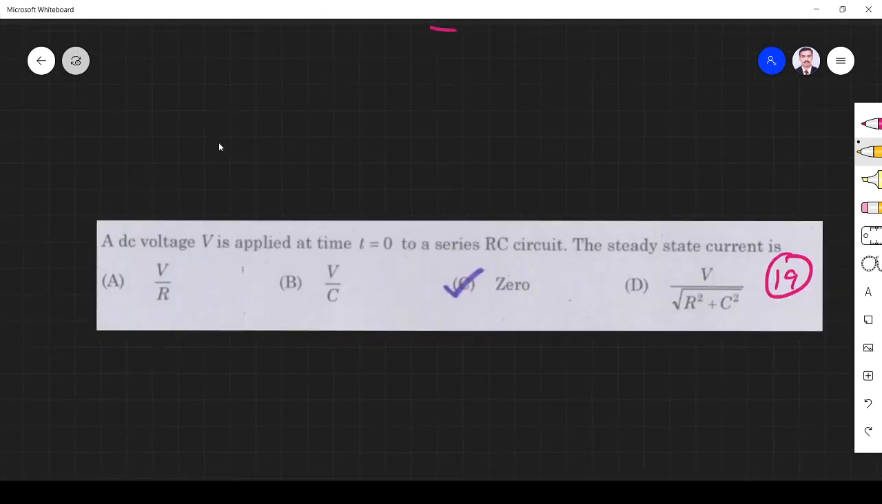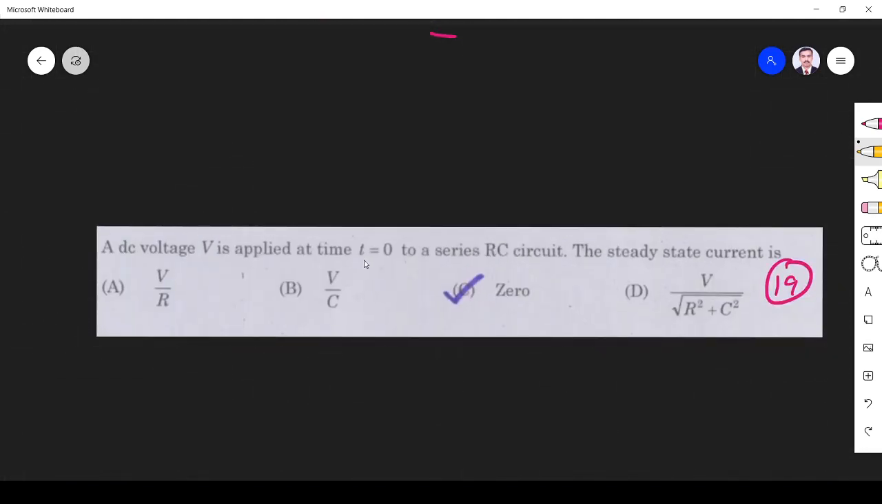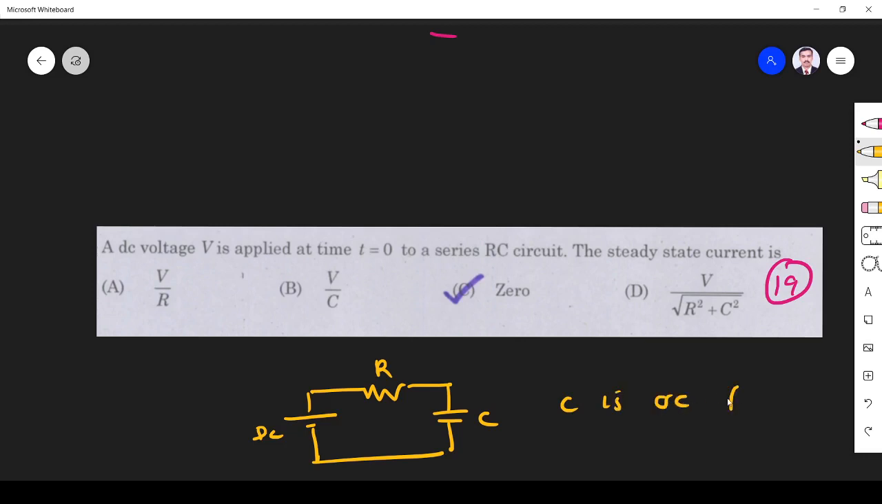Next one, a DC voltage is applied at a time t0 to a series RC circuit. What is the steady state current? So let us assume this is RC. He applied DC. This is R, this is C. See, for DC, capacitor is open. C is open circuit for DC. So what should be the current? I0. So the answer is option C.